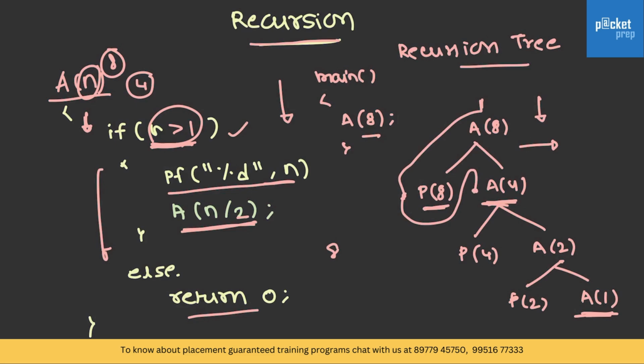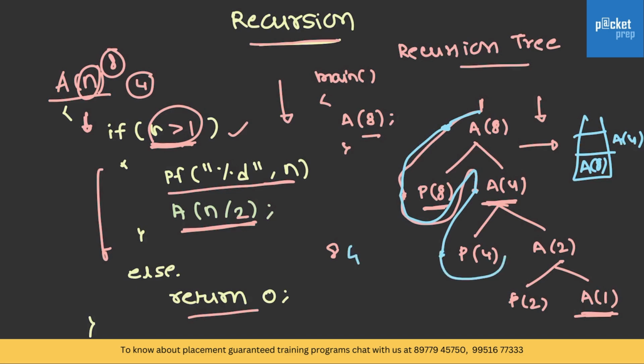This function call has been made. You can even form a stack here. At this point a of 8 has been pushed onto the stack, so a of 8 is present in the stack, and 8 has been printed. Now a of 4 has been pushed, so a of 4 is in the stack, and here 4 will be printed.